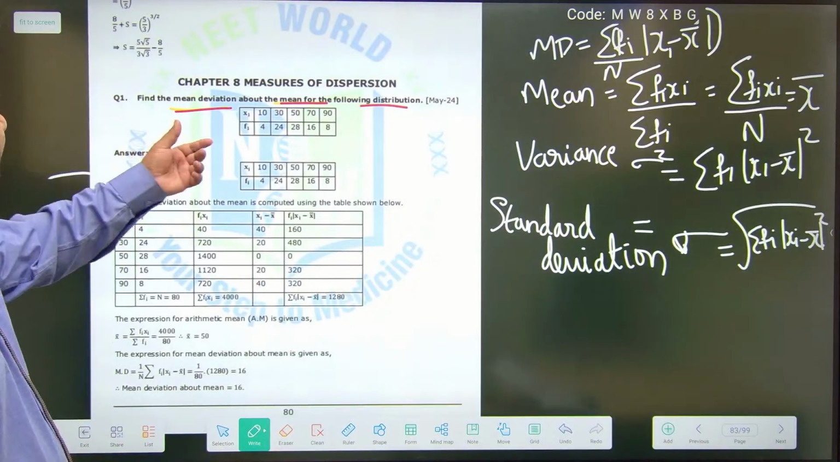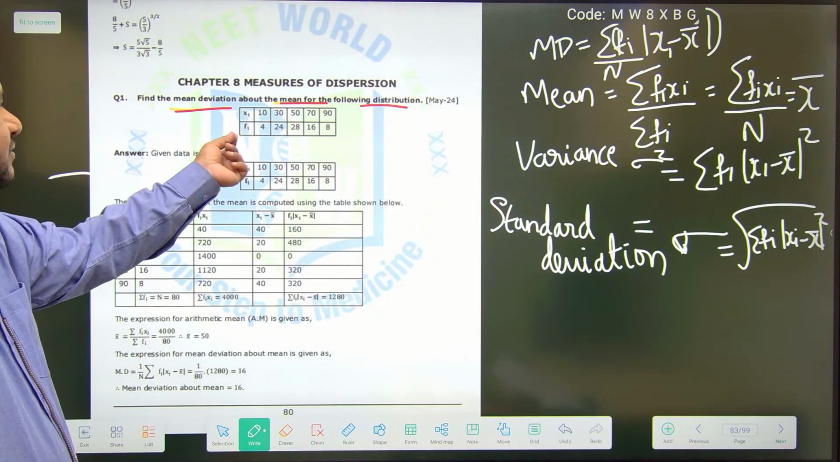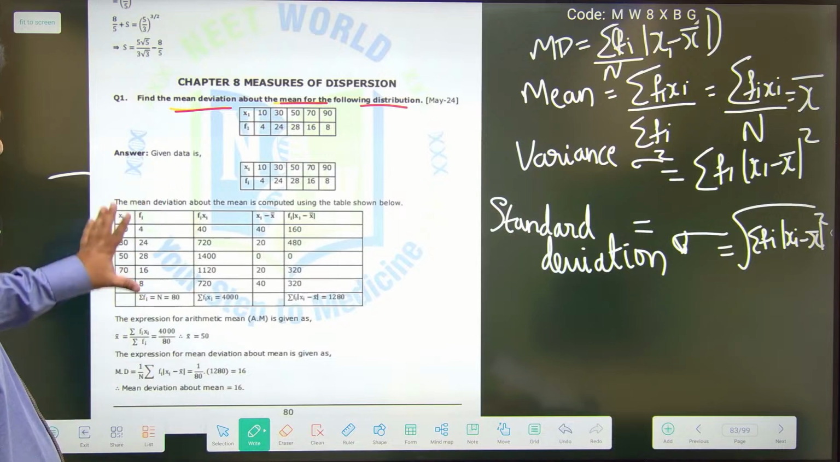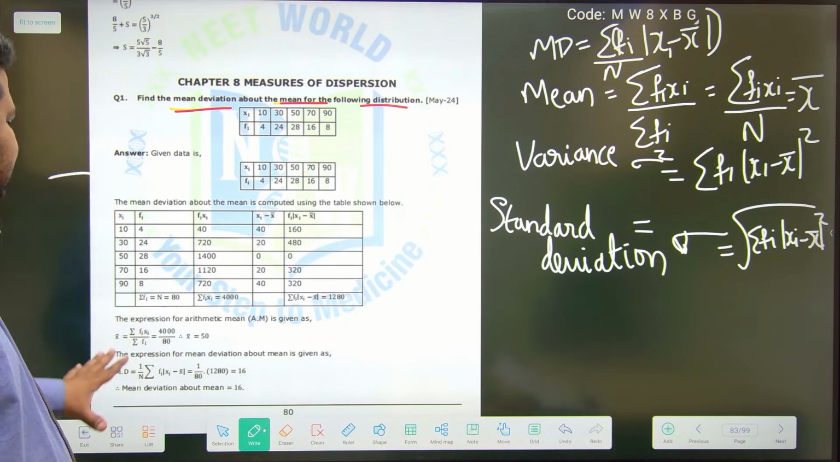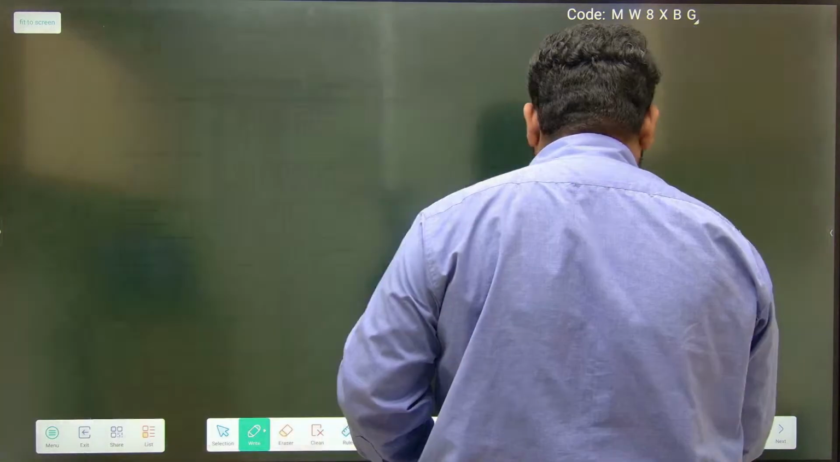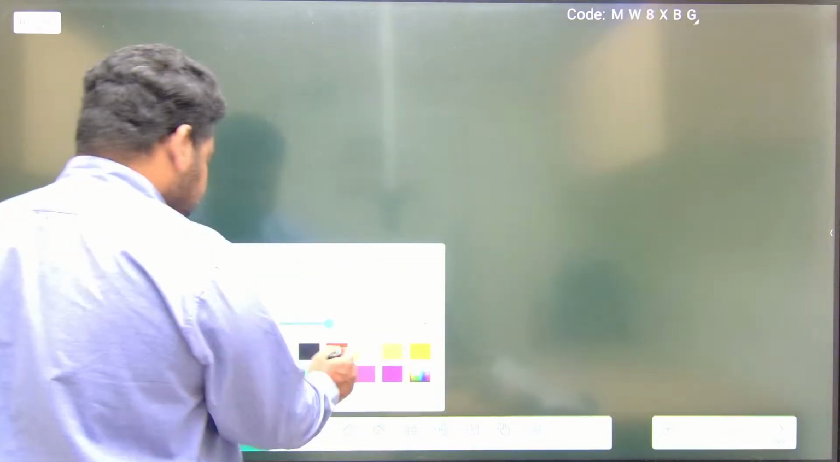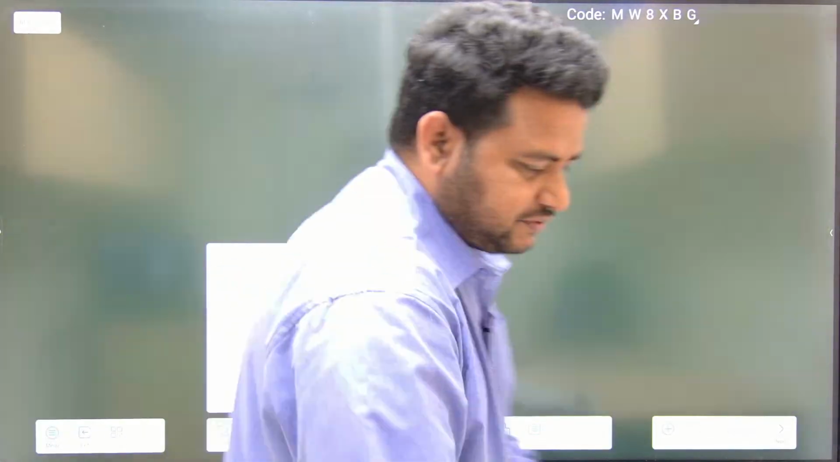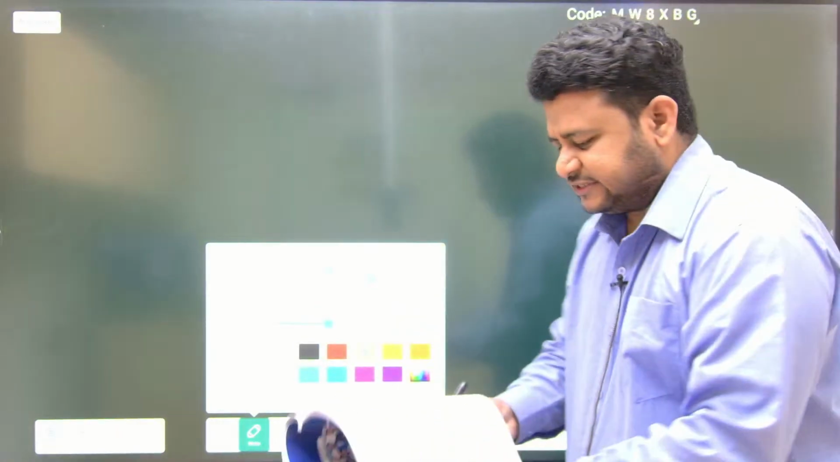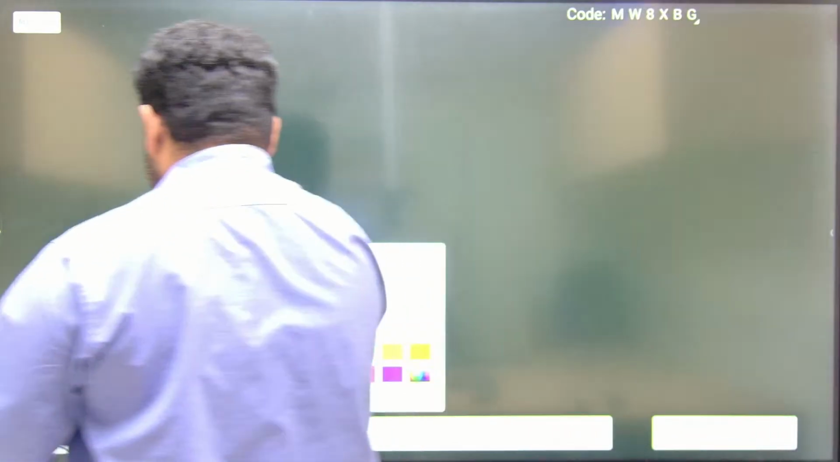Find the mean deviation. They have given xi and the frequency of the distribution. We have to frame the table like this. So let us make the table by ourselves. This is the question that they have given. Let us take up the data, what is the data that they have given? As per this question, we have to make the table.